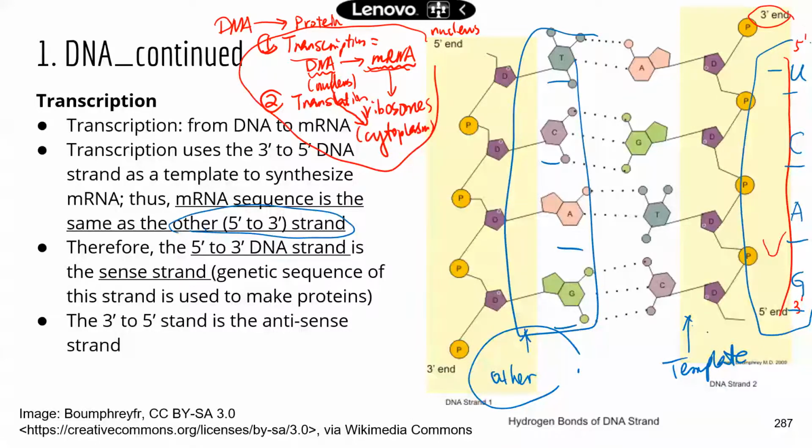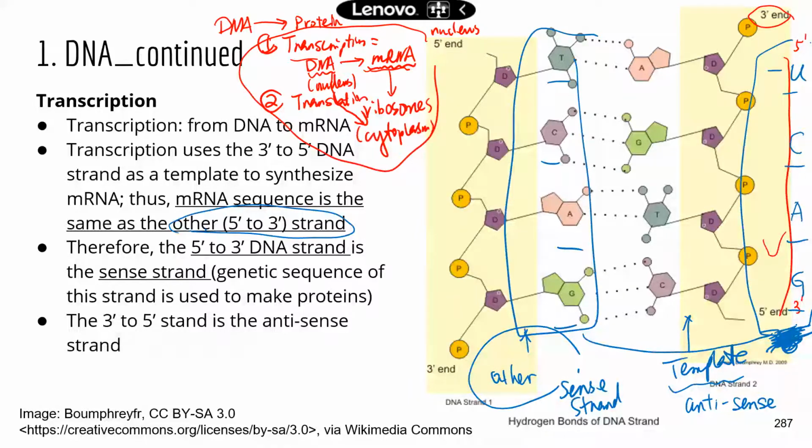So that's why we call the template strand, the strand that you are using to make mRNA, the antisense strand, meaning it's not the coding strand that we use to synthesize proteins. But the other strand, this is the sense strand, meaning that its sequence is exactly the same as the mRNA sequence, and this particular sequence is going to be used by ribosomes to make proteins. Okay, so that's what sense strand and antisense strand mean. So again, the sense strand is going to be the coding strand, right? Because the sequence of the sense strand is exactly the same as the mRNA, and that's the sequence used to make proteins.